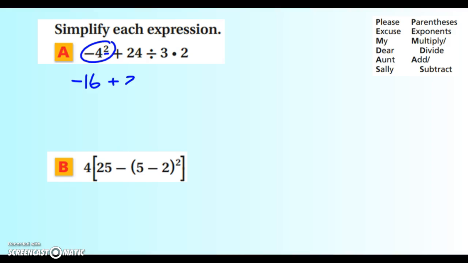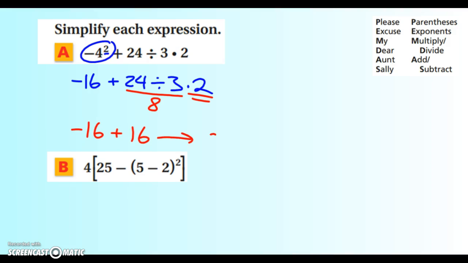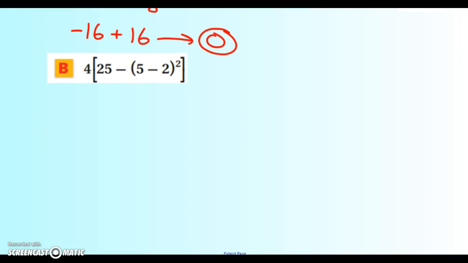And then I like to rewrite the whole thing, but obviously you can take some shortcuts if you want to. I do this just for visual purposes. Now we're done with that. We're on the multiplication and division level, and we have to do that from left to right. So first I would do 24 divided by 3, and I would get 8. And then I would have to take 8 times 2 and get 16. So we're left with -16 plus 16. And now this comes out to 0. So that is A.